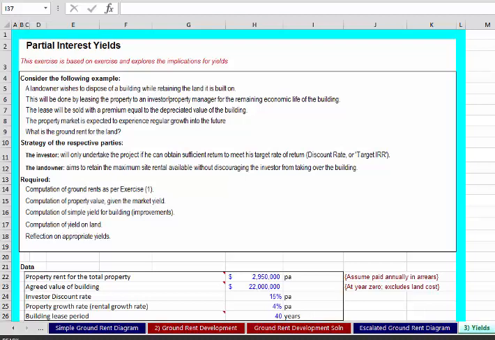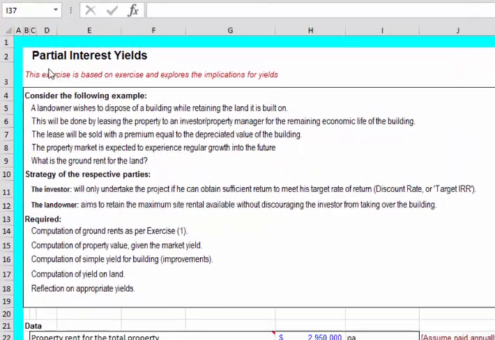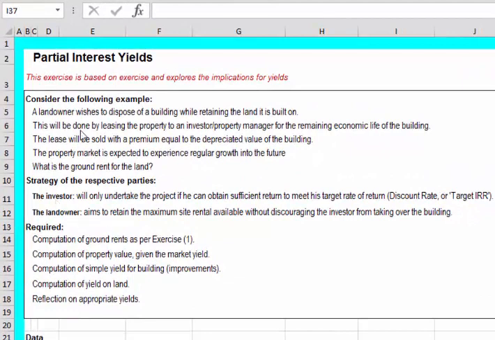This third exercise takes us a little away from ground rent calculations so much, and is an opportunity to reflect on its implications for the values of the various components, the partial interests, if you like, between the land, the improvements or the building, and the whole property. If you look at the beginning of this exercise, it looks very similar to the first exercise we did, and in fact it's really the same situation.